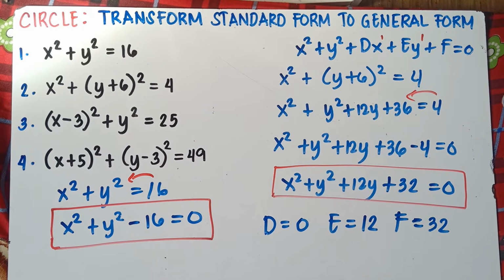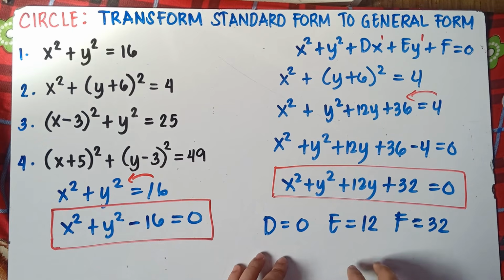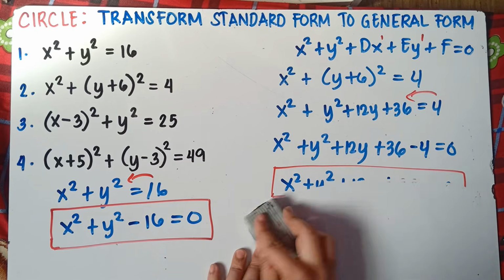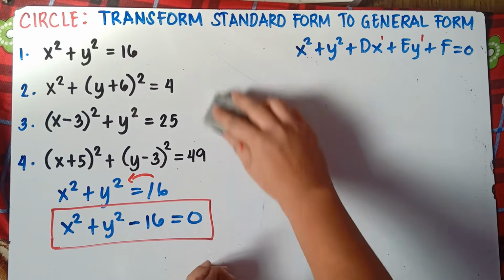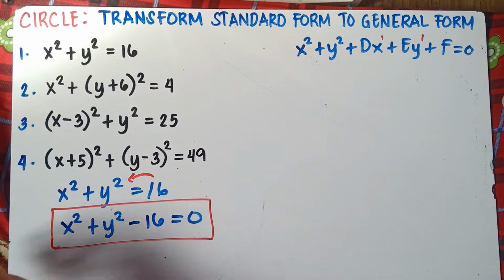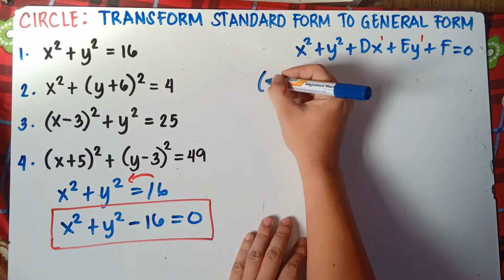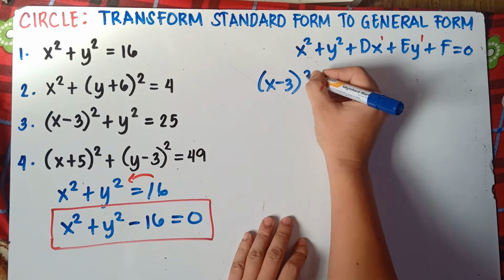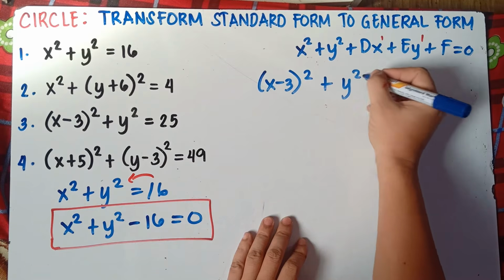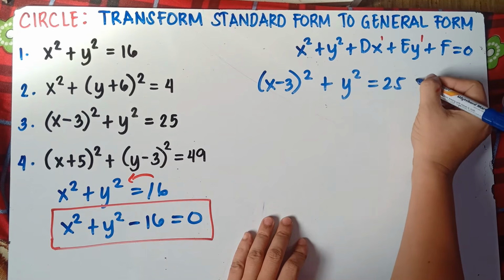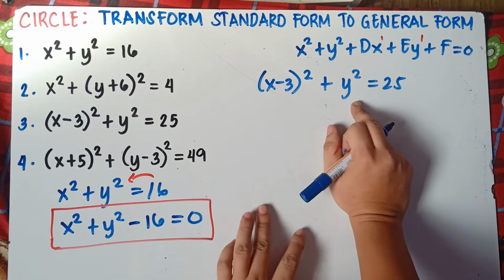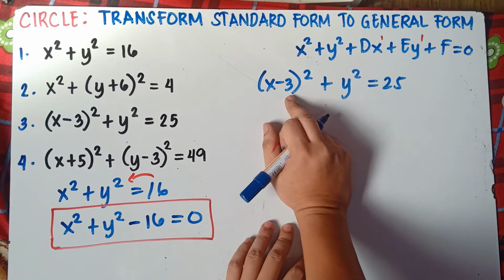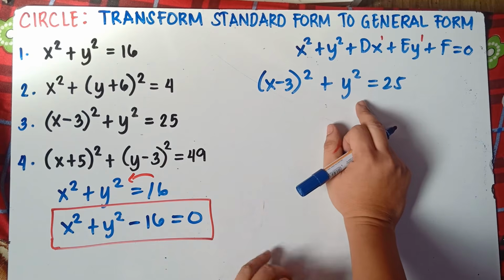So let's try number 3. Alright, so you pause the video, class. I will be erasing this one. So let's try number 3. Easy, right? For these examples. So number 3, we have x minus 3 squared plus y squared equals 25. So for number 3, class, we don't have the value of k, but we have the value of h. Okay, so we don't have the value of k.